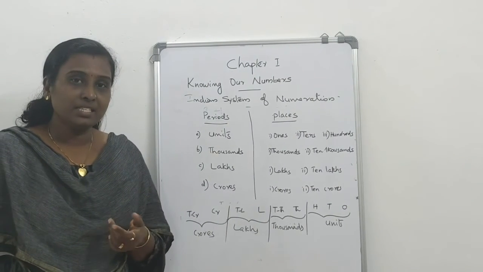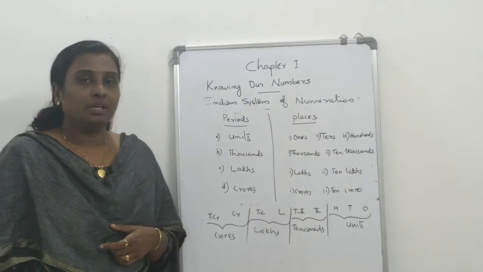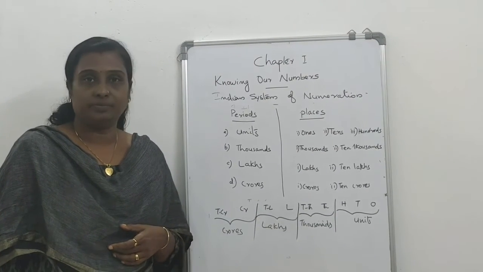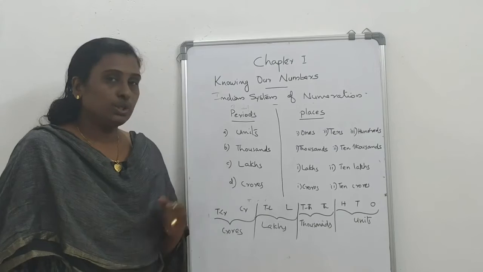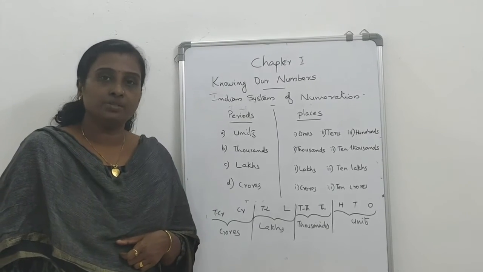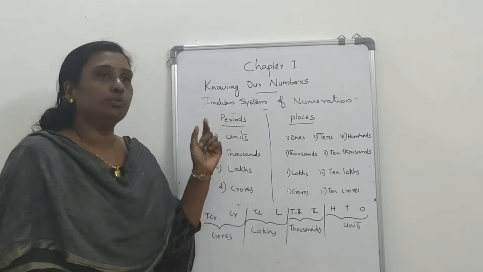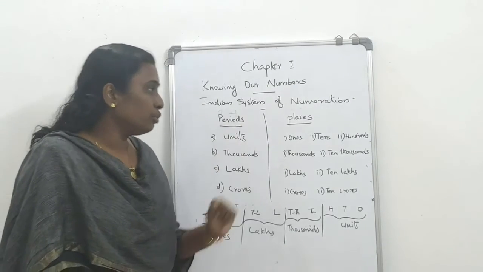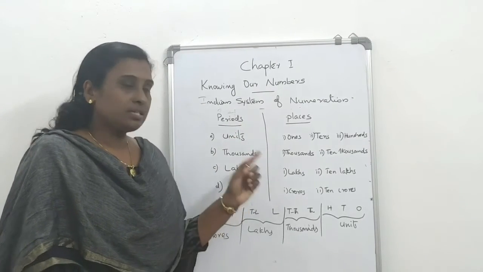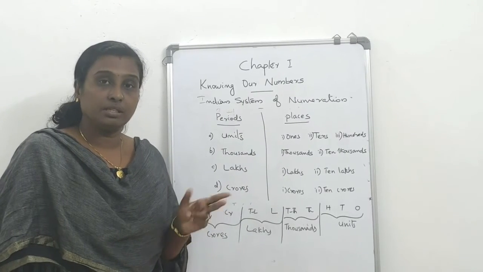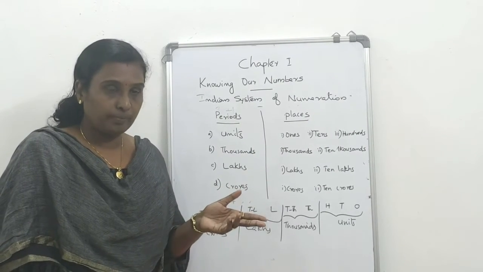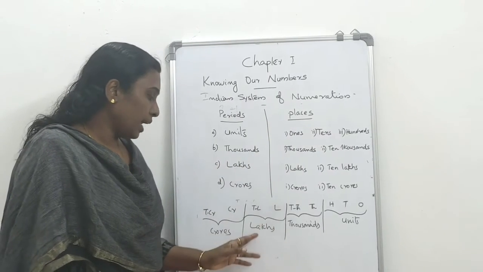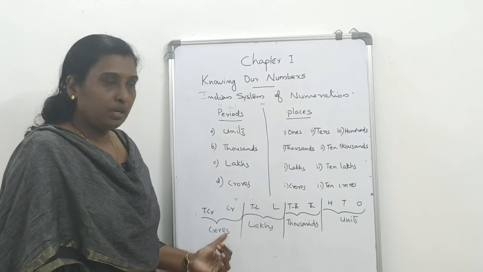Our next section is use of commas. Commas help us in reading and writing large numbers. We use two types of place value system: the Indian system of numeration and the international system of numeration. In the Indian system of numeration, we use ones, tens, hundreds, thousands, then lakhs and crores. Commas are used to mark thousands, lakhs and crores.